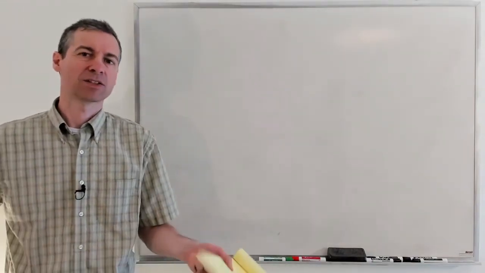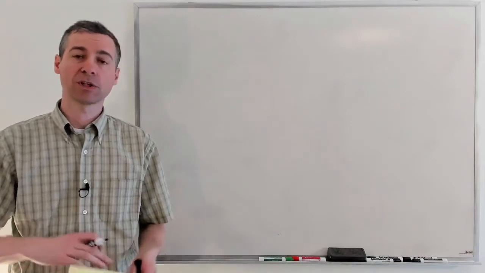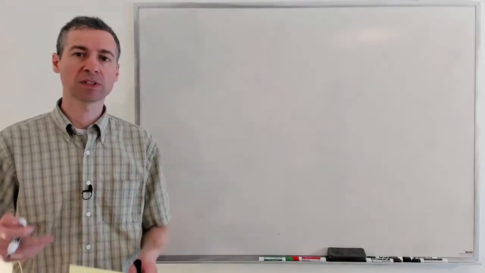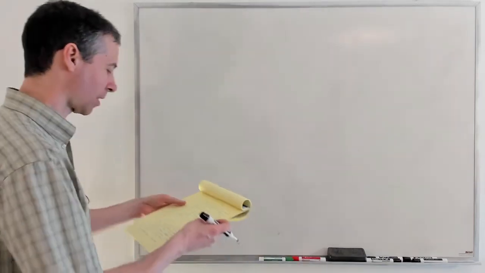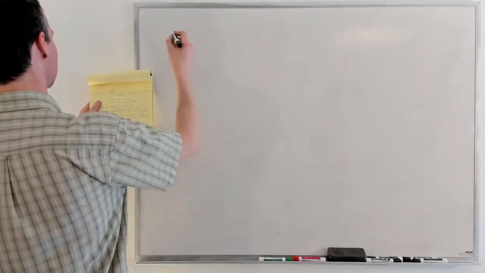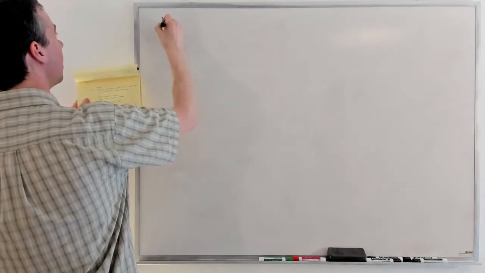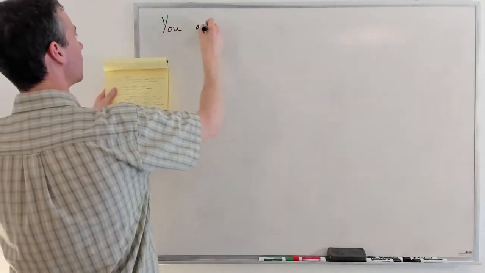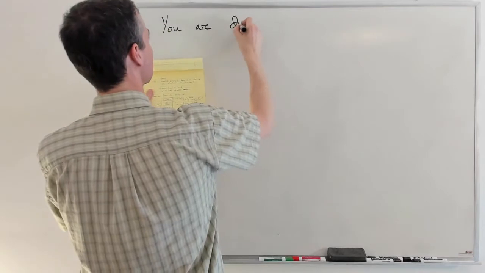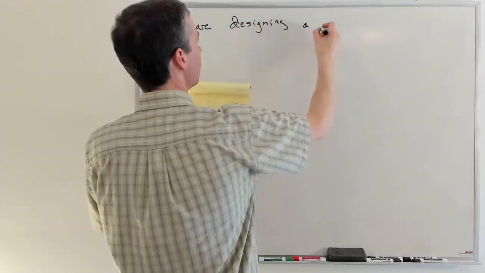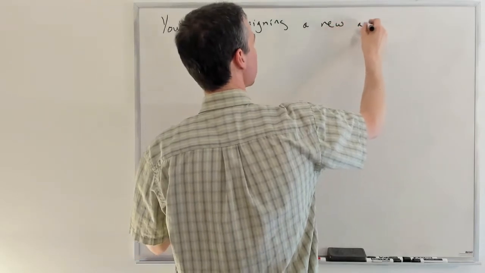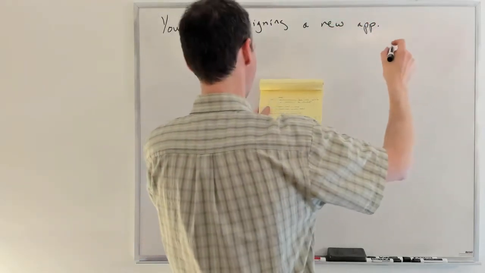Hello again. So what I want to get into now is I want to start off with an example, but this is going to lead into us talking about relationship sets. All right, so let's have our example here. You are designing a new app. We're going to make lots of apps. They're going to be web apps in general.